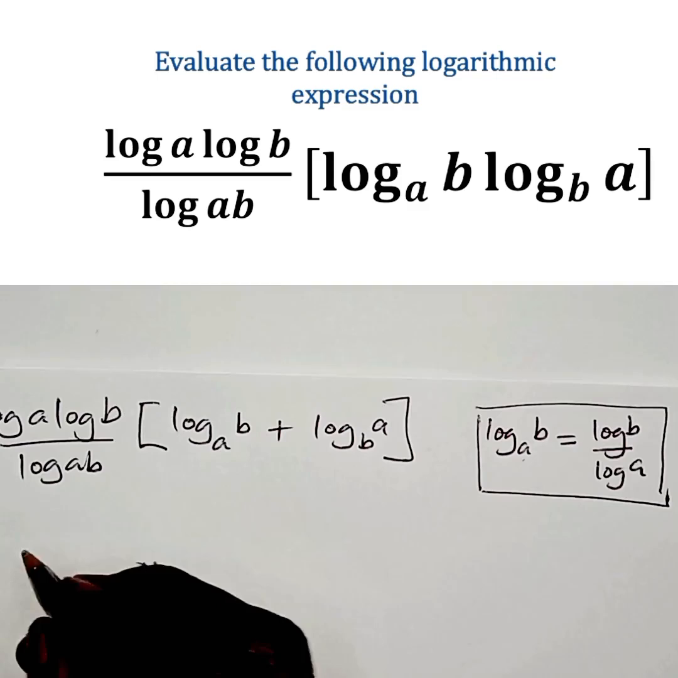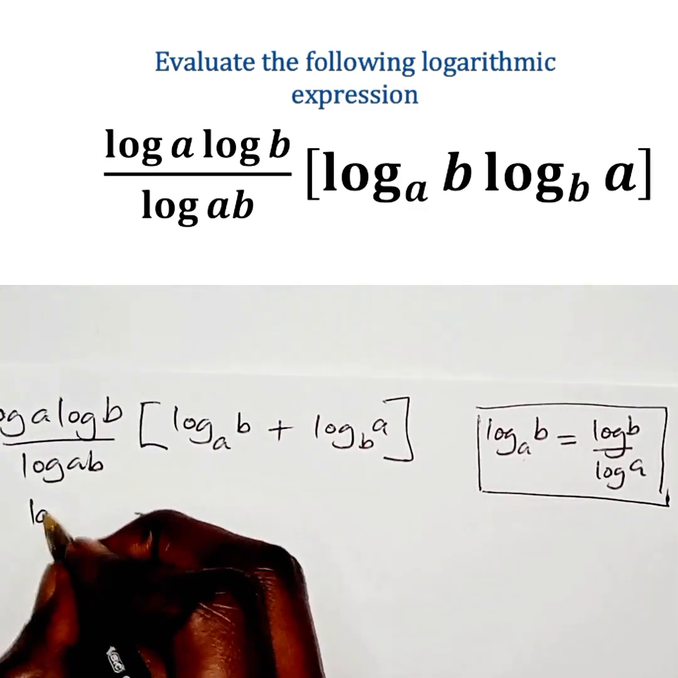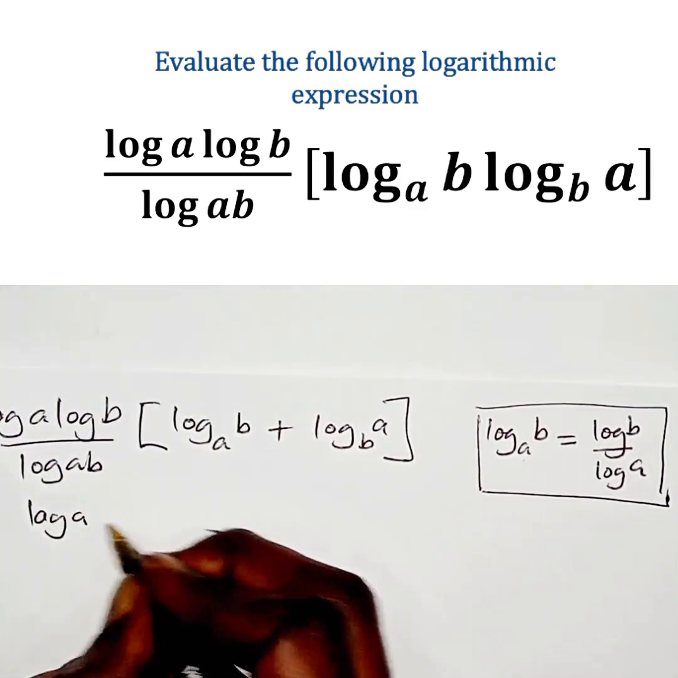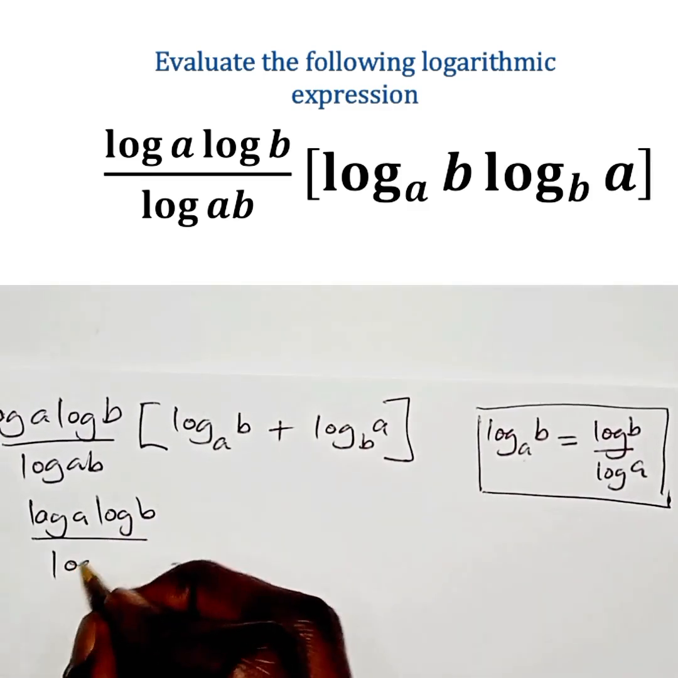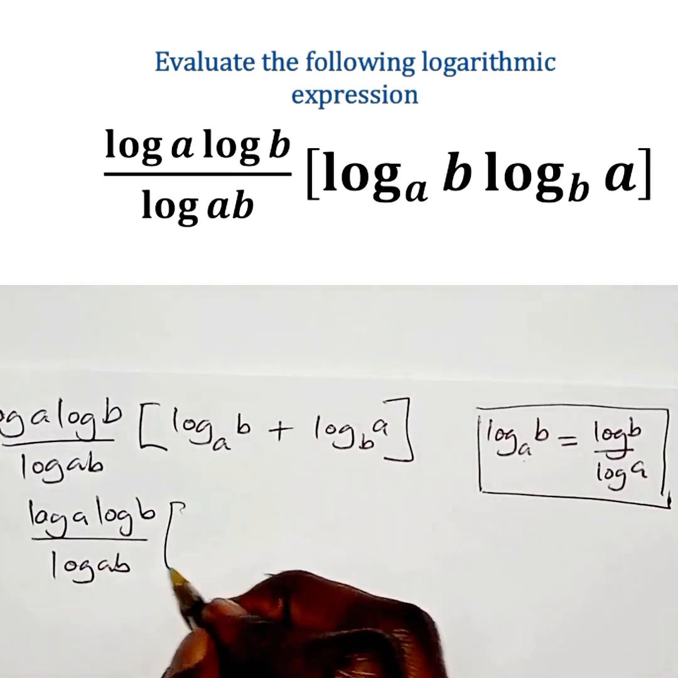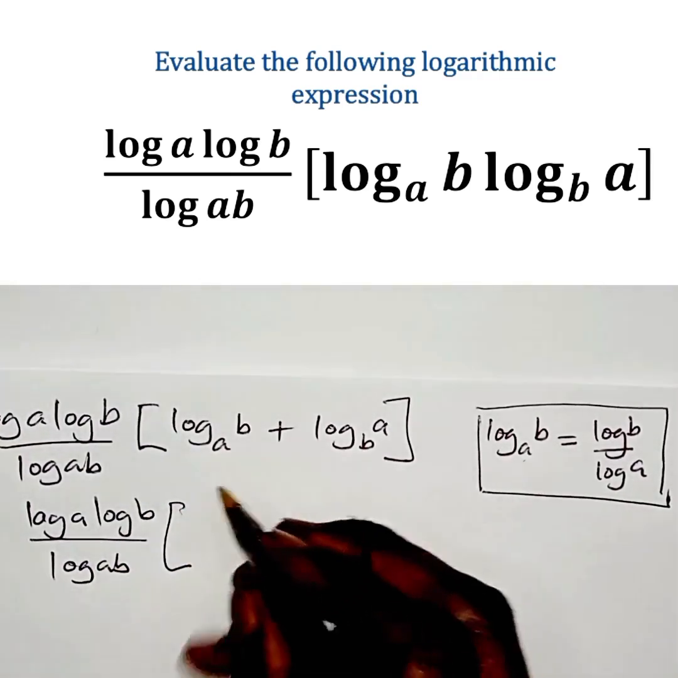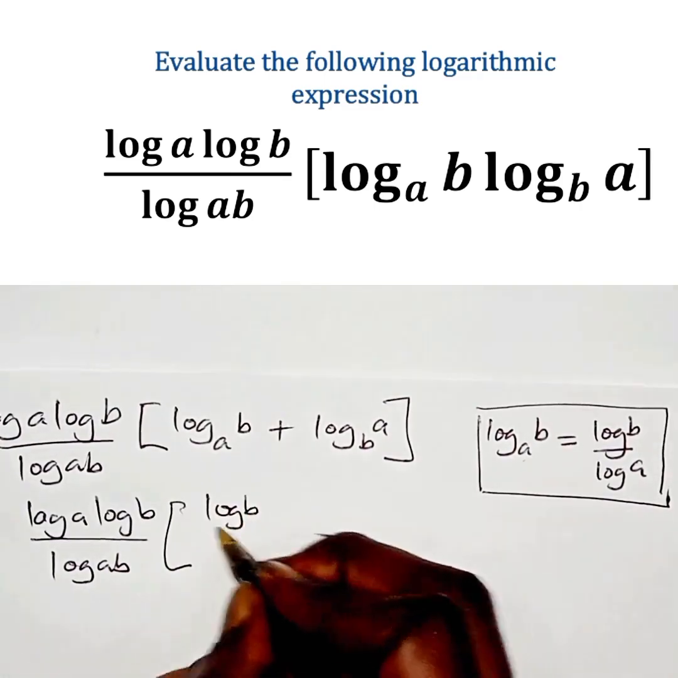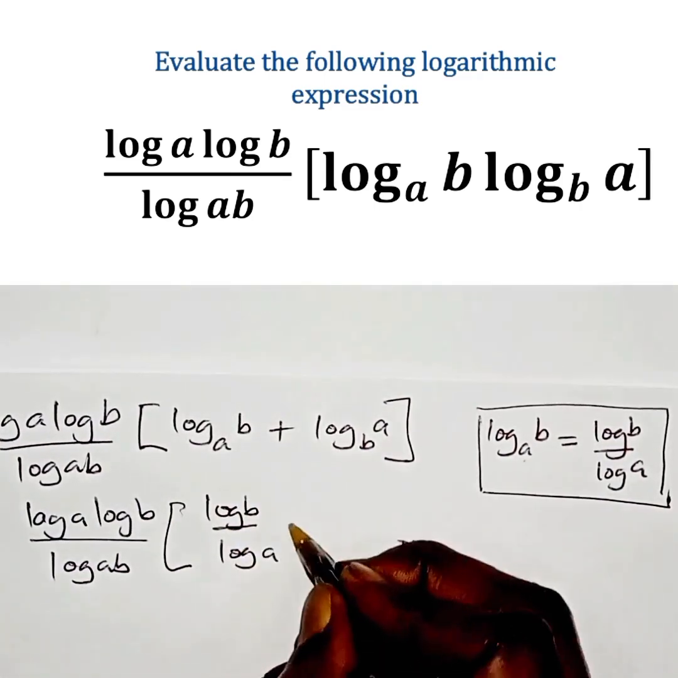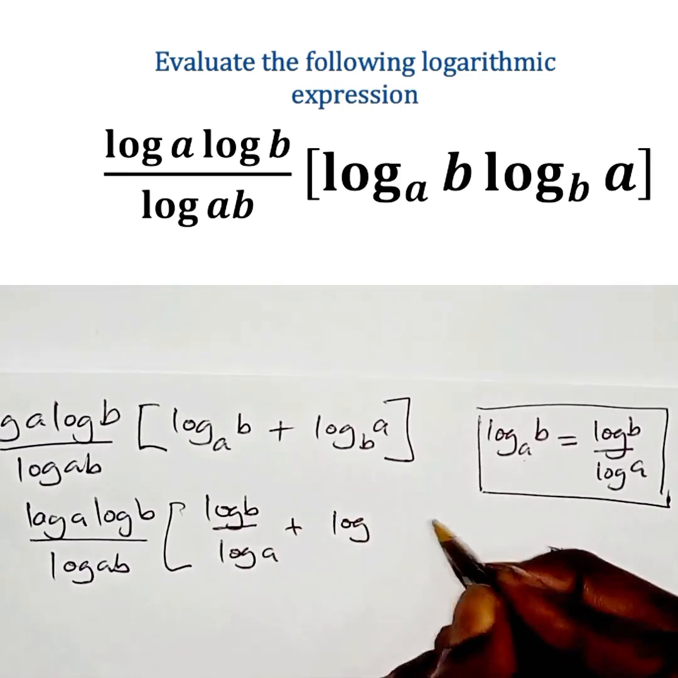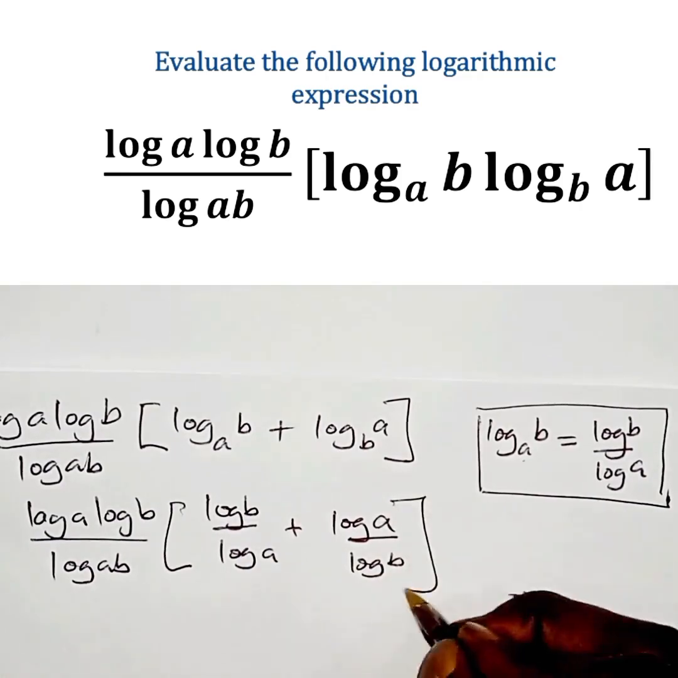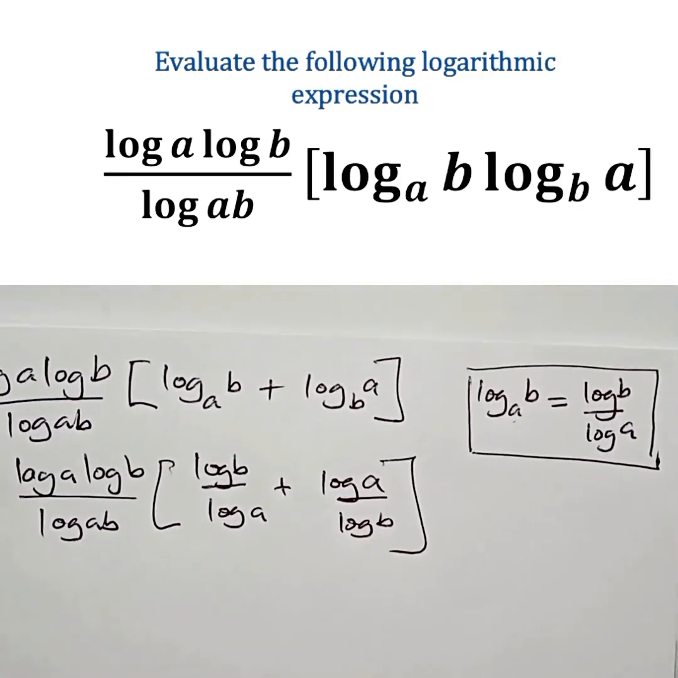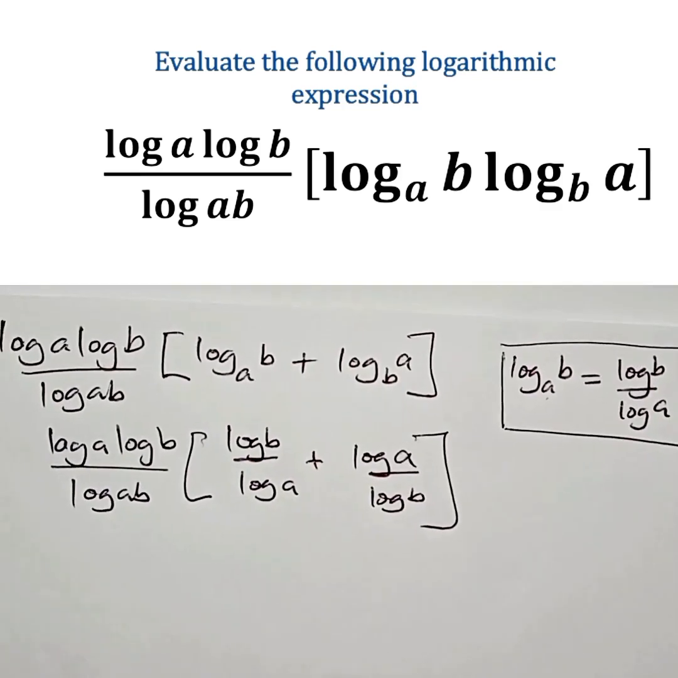All right, so we're going to write everything that we have as it is: log A log B divided by log AB, and then using that law we are going to have log B over log A plus log A over log B. Now we are going to simplify what we have in the parentheses.